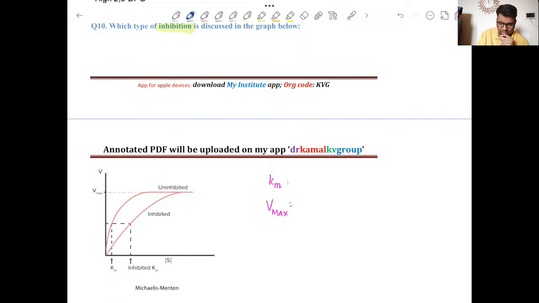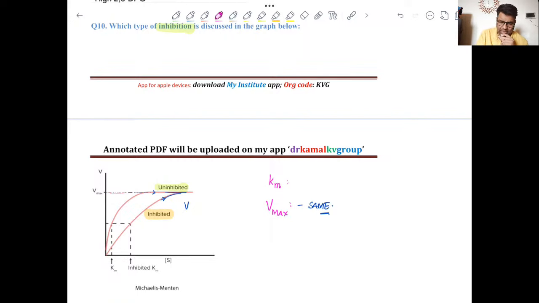Very good, Shanavaz bhai. So if you see, this is Vmax, and whether there is no inhibitor or there is inhibitor, Vmax is same, right? So Vmax is same in both the conditions, whether enzyme inhibition was there or not. Without inhibitor, in the presence of inhibitor, Vmax remains same.